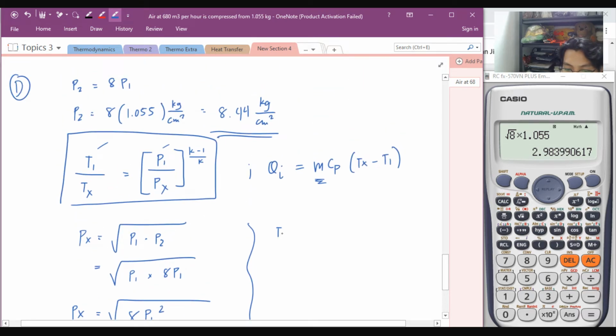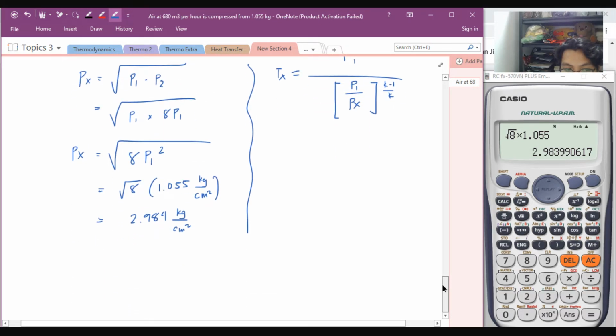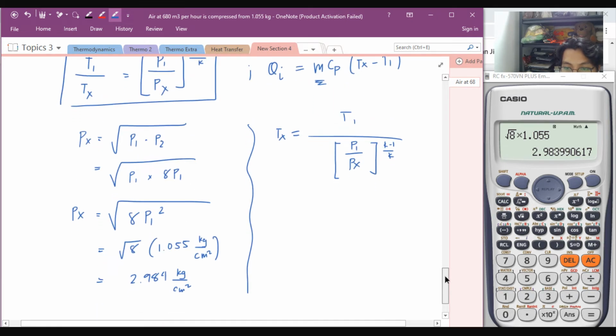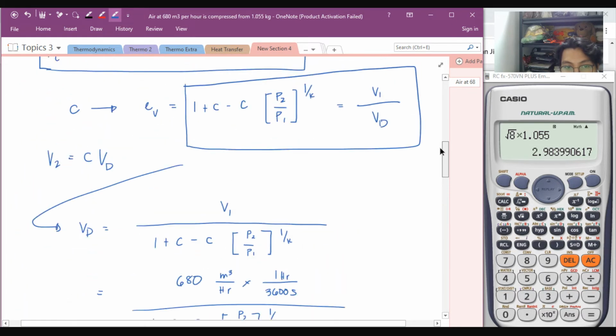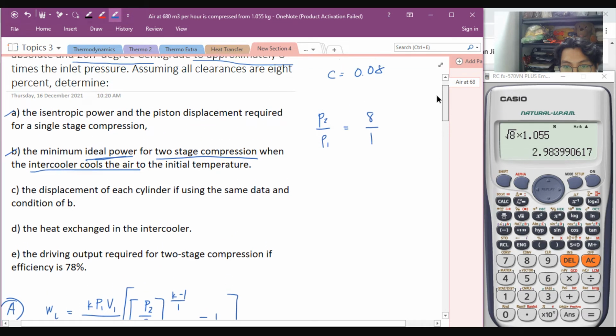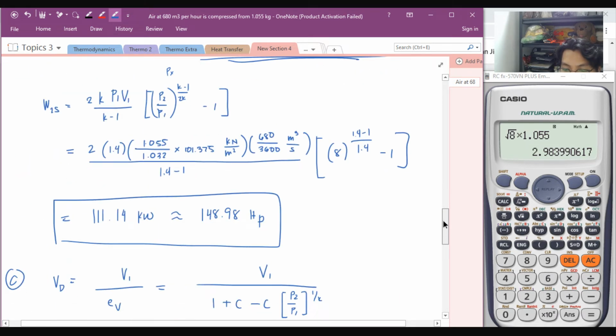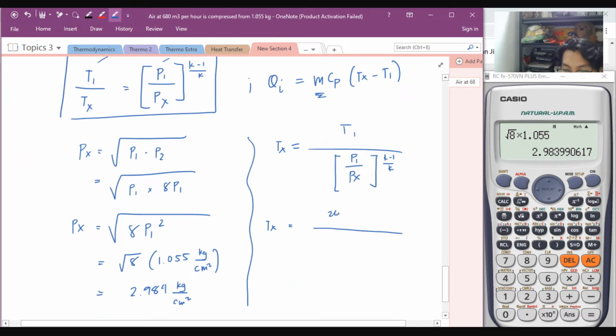So Tx is equal to T1 over Px raised to K minus 1 over K. Actually, kahit di ko nakunin si Px eh. Kasi Px is P1 square root of 8. Okay? Tx is equal to T1. Nandyan yung T1 mo, absolute mo dapat yan. I-absolute natin. Para kunin natin, that is 26.7 plus 273. Degree Kelvin na to.